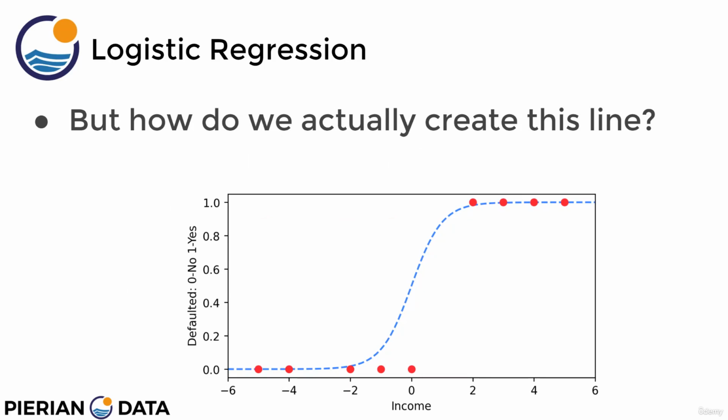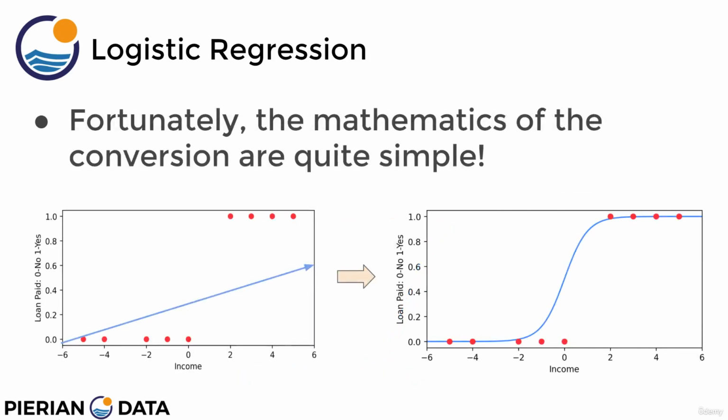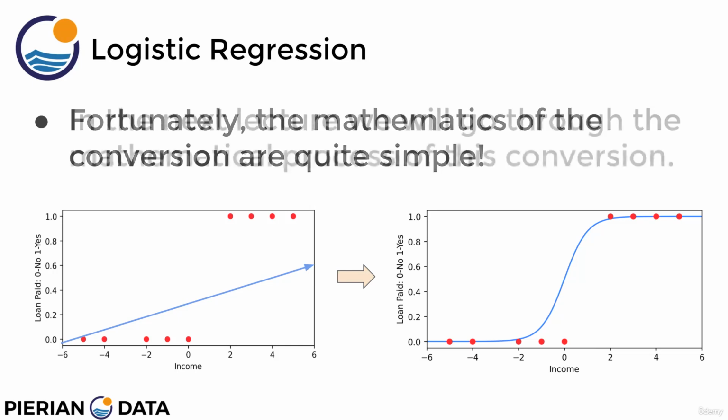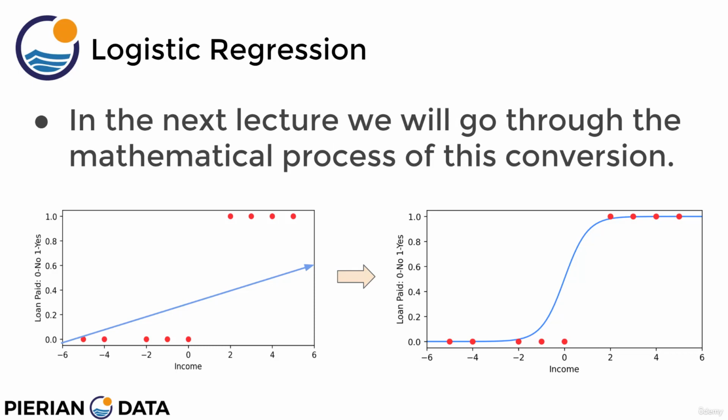But how do we actually create this line? Fortunately, the mathematics of a conversion from a linear regression to a logistic regression is quite simple. In the very next lecture, we're going to show you the actual process of taking that linear regression and essentially sticking it into the logistic function to create logistic regression. So we'll see you in the next lecture where we go through the mathematics behind the logistic regression model, converting a linear regression to a logistic regression, as well as what this updated cost function would look like. I'll see you there.